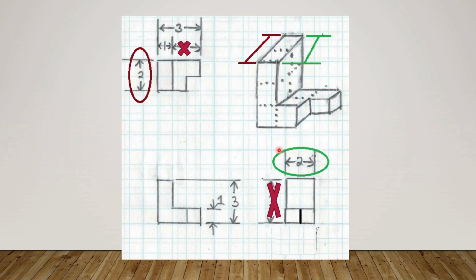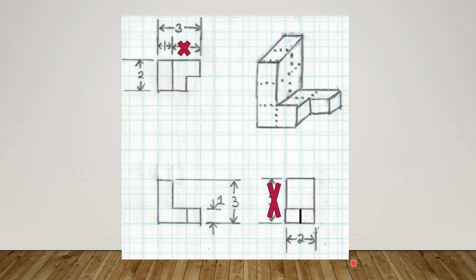Now, if we look at this green dimension down here, saying this distance is 2, it's referring to this distance here. As you can see, the red dimension and the green dimension are pretty much talking about that same top there. So they're actually redundant, and you can actually get rid of one of these 2 dimensions. You can choose to get rid of the red one or the green one. I'm just going to get rid of the green one. Going back to our original sketch, this 2 dimension down here on the bottom is technically fine.